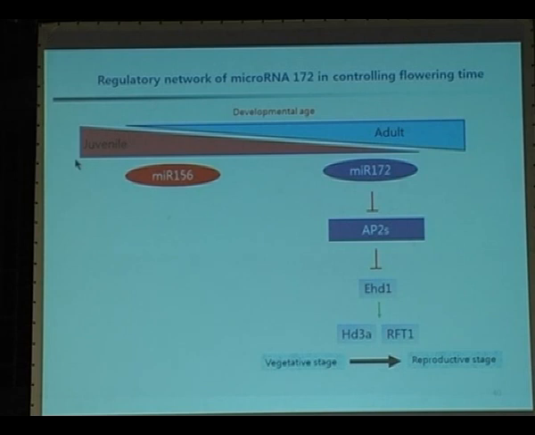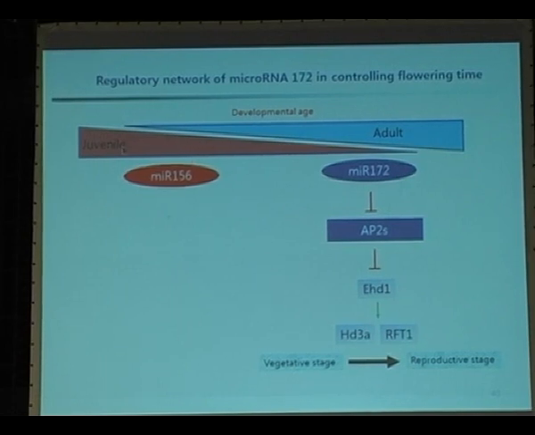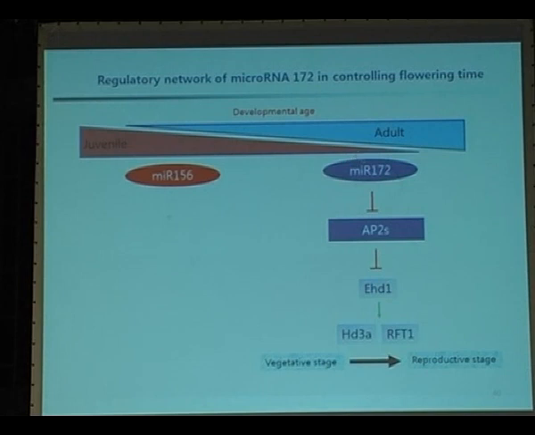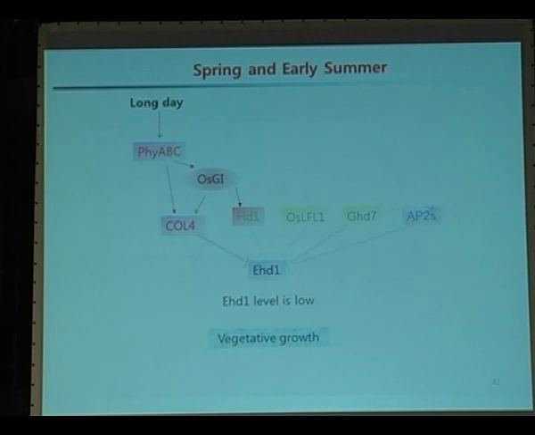So this is our hypothesis. During the vegetative stage, microRNA 156, which I didn't mention, plays a major role to keep the vegetative stage. But as the plant gets old, the microRNA 172 expression increases, which eventually suppresses AP2 expression, which is acting as a repressor of EHD1. Therefore, this induces flowering. Let me put all this story together in one slide.